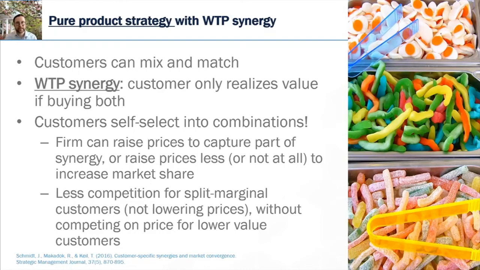So with this, there's less competition for the split marginal customers, and you're not competing on price for lower value customers, those that either would have purchased both anyway, or would still only purchase one despite any discounting you might do. So by not sharing any cost savings with those customers where you're not realizing a new synergy, it's a much more efficient way to capture value.